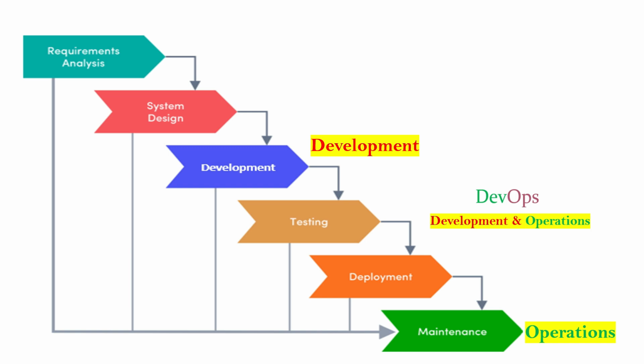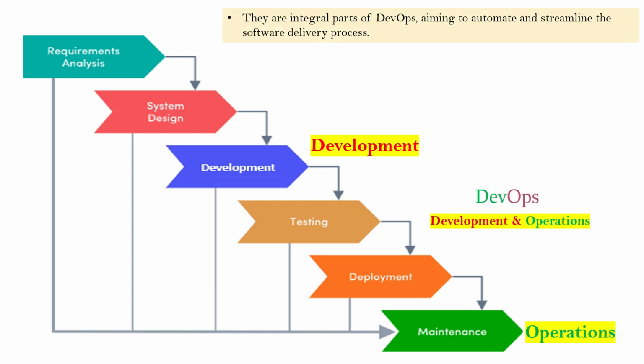DevOps is a combination of development and operations. That means it is a process, a method, or technologies or tools that we use between your development and operation phases, to streamline the process, to automate the process, and to get a lot of different kinds of benefits, right? So they are integral parts of DevOps, aiming to automate and streamline the software delivery process.